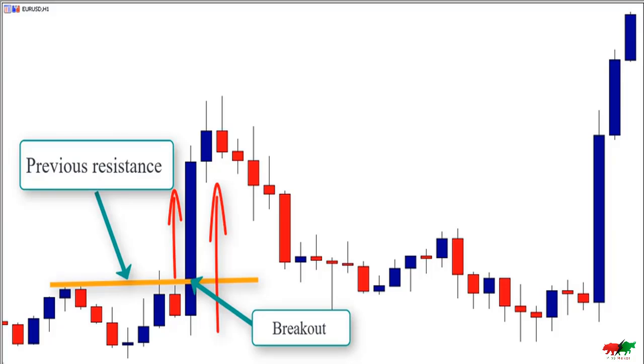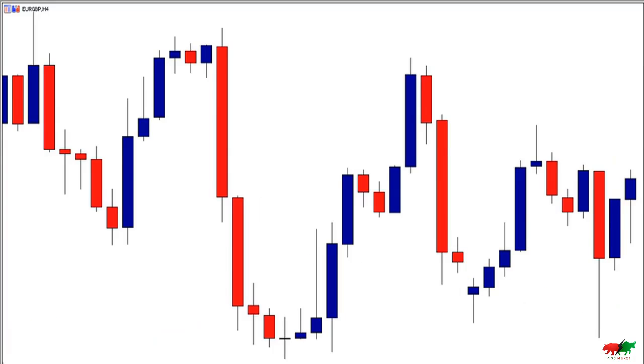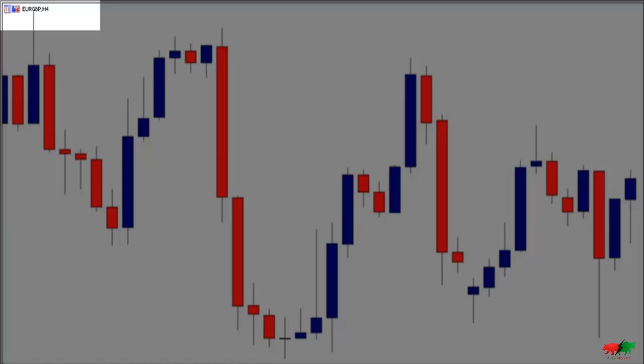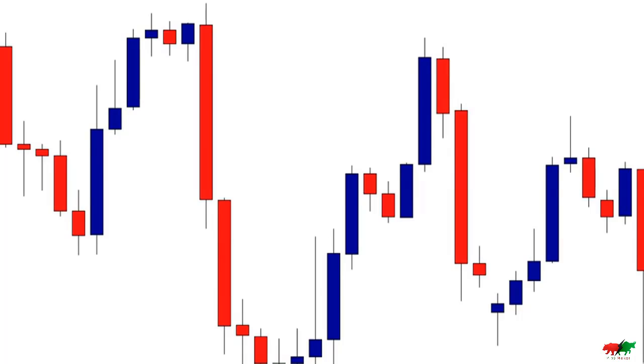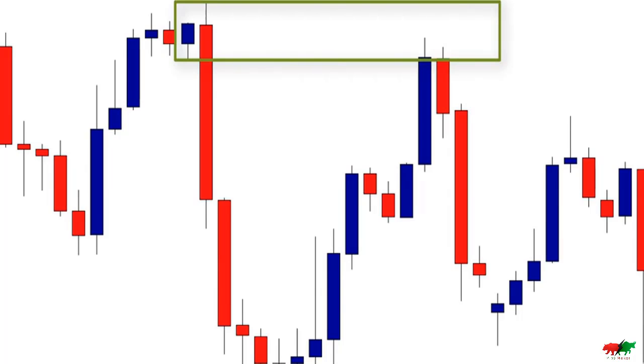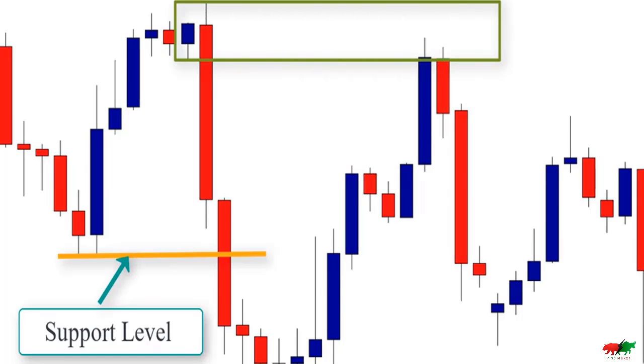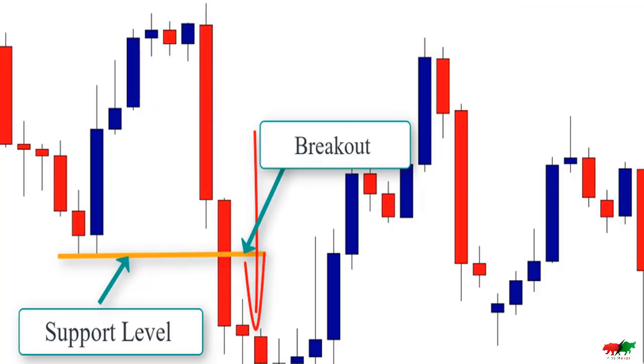Look at another example. This is the Euro-British pound 4 hour chart. This is a clear supply zone. Look left. Here is a support level that was strongly broken by the market. This indicates that this move was made by a bank or a financial institution, and this confirms the strength of the move as well.